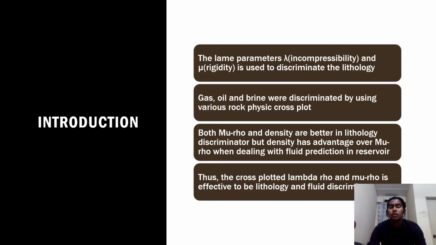As you all know, the Lamé parameters like lambda, which means the incompressibility, and mu for the rigidity, are used to discriminate the lithology. And the gas, oil, and brine were discriminated by using various rock physics crossplots. Both Mu-Rho and density are good lithology discriminators, but density has an advantage over Mu-Rho when dealing with fluid prediction in the reservoir. Thus, the crossplotted Lambda-Rho and Mu-Rho is effective as both a lithology and fluid discriminator.